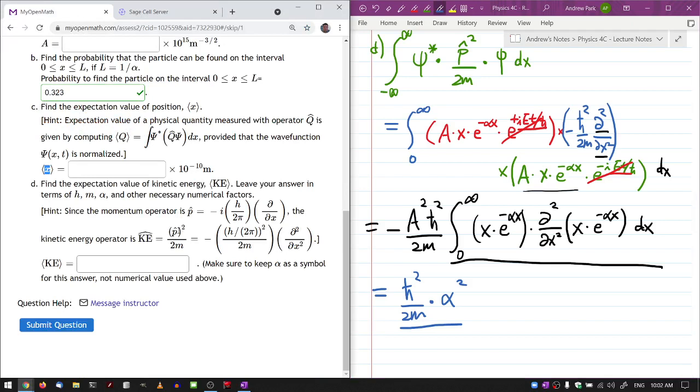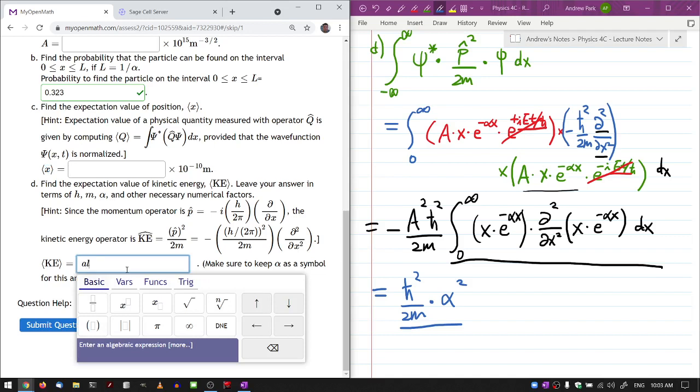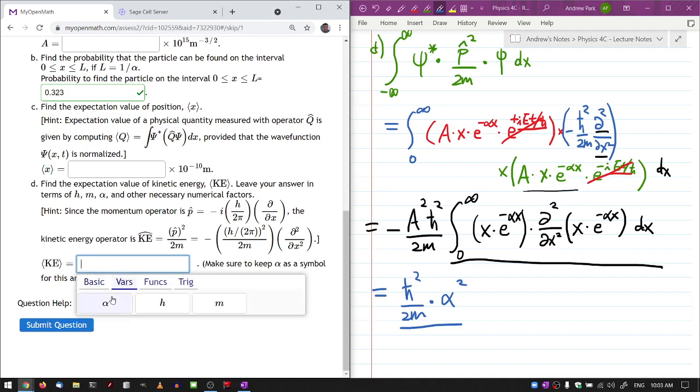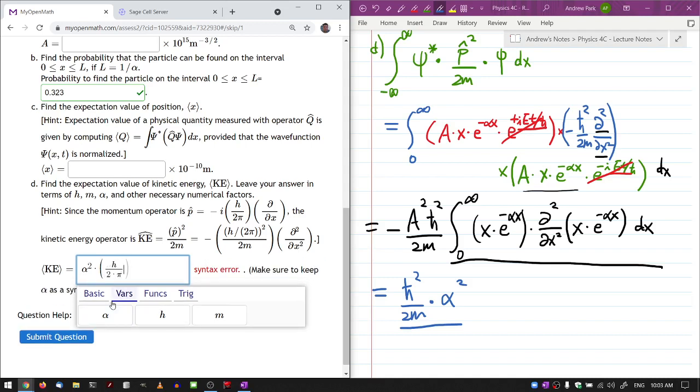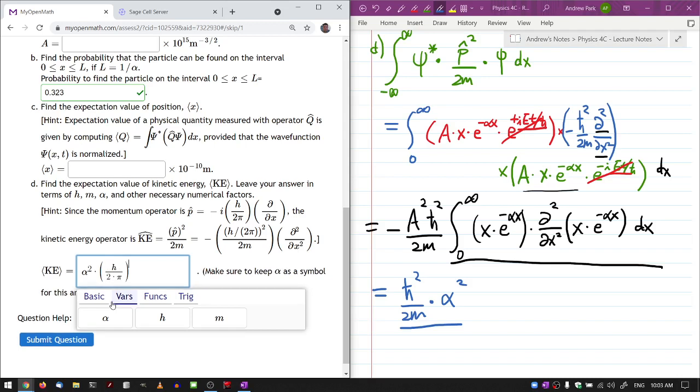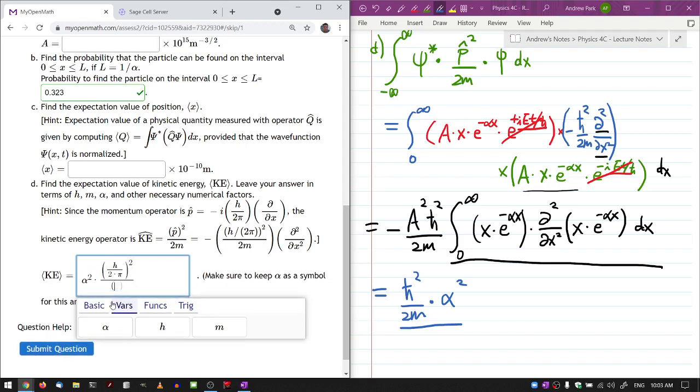For this, let me plug in the numbers just to make sure that I did it right. Oh wait, it says leave your answer in terms of h, m, alpha, and other. Oh, I guess I'll do that. So it's going to be alpha. Let me make sure alpha is one of the variables. Okay, alpha squared times, and I have to be careful with the h bar because the system doesn't recognize h bar, so I had to write it down as h over 2 pi. That's the only way it'll recognize it. Squared divided by 2m.